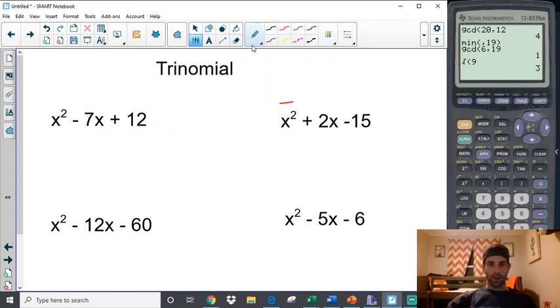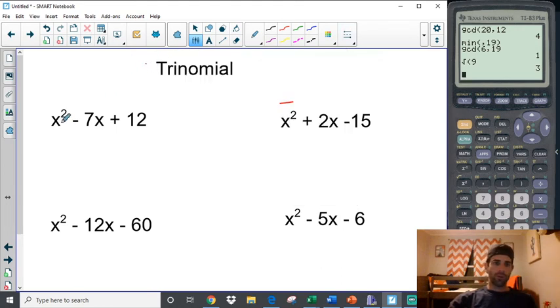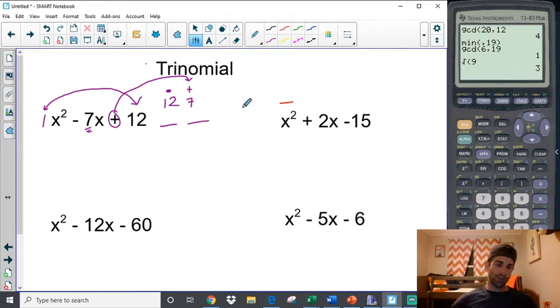All right, so here's how I show trinomial if you're doing it by hand. And it works for pretty much all of them, right? So you multiply the first number times the last number. So I multiply 1 times 12, and it's 12. You take the last sign, which is a positive, and then the middle number, which is a 7. Now you have to find two numbers that multiply for 12 and add for 7.